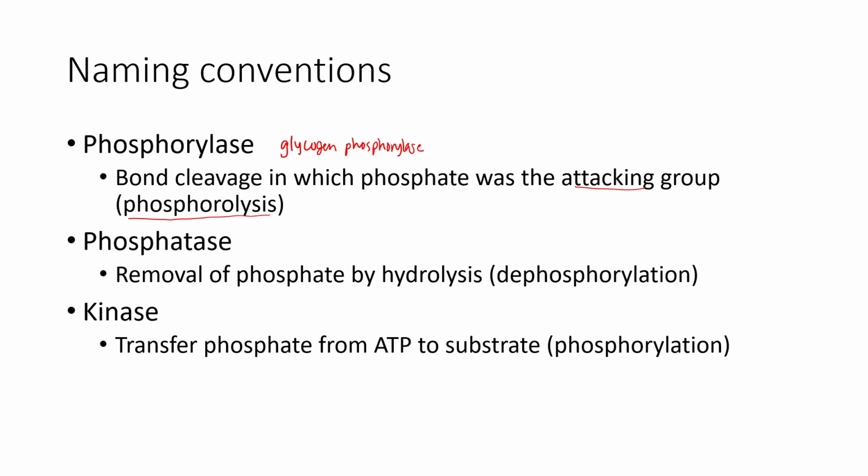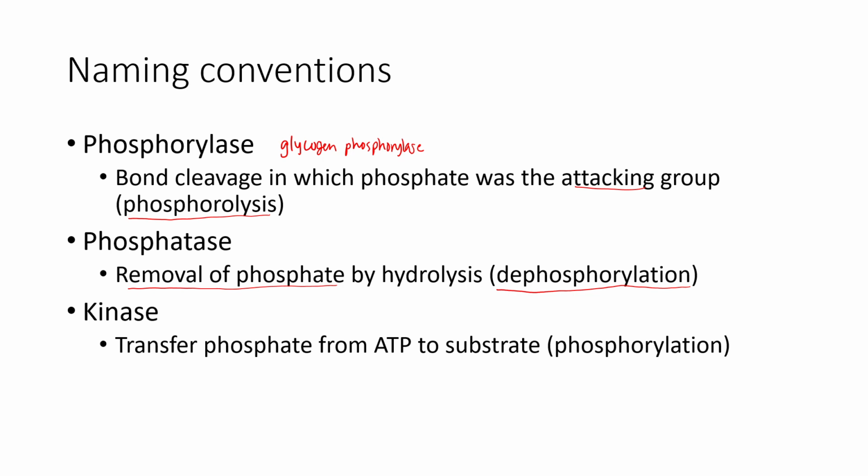And then this is different from our phosphatase enzymes, which we discussed a couple slides ago. Phosphatase enzymes help to catalyze the removal of a phosphate group using hydrolysis, and this process is called dephosphorylation. And finally, we have kinase enzymes.